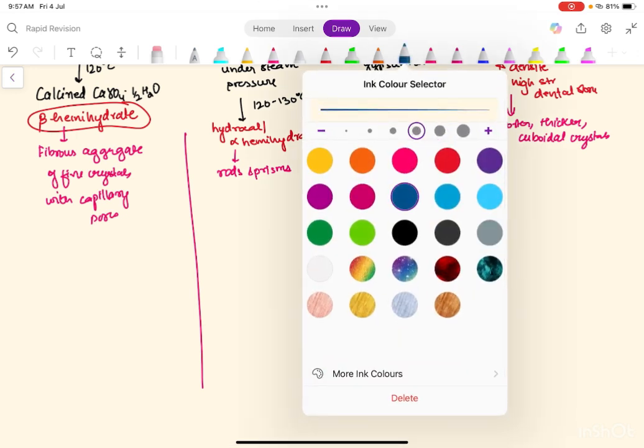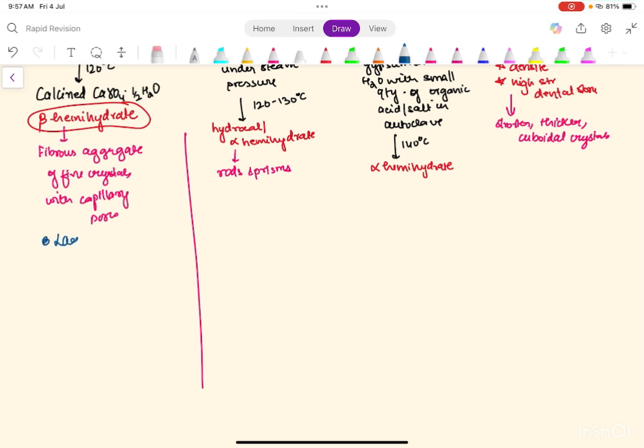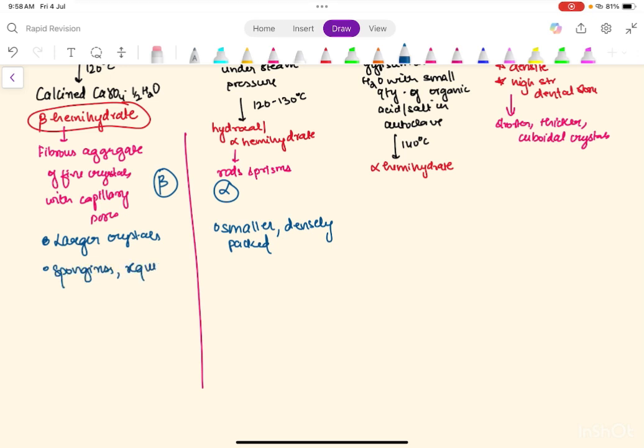Now we'll talk about the difference between alpha and beta hemihydrate. The beta hemihydrate has larger crystals, and the alpha ones are smaller and densely packed. In beta we have sponginess, so it requires more water and absorbs more water, while alpha absorbs less. Beta is prismatic and has less strength, while alpha has higher strength, and it also has a smooth surface.